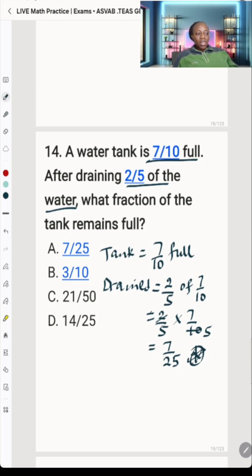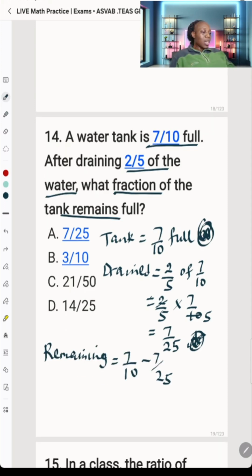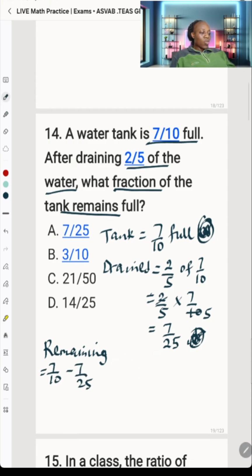Since this is drained, and this is the full, what we started from before we drained it, the remaining is going to be 7 over 10 minus 7 over 25, right? Use 50 now as the LCM. How many 10 in 50? 5. 5 times 7, that would be 35. How many 25 in 50? That would be 2. 2 times 7, that would be 14. Let's subtract. 35 minus 14 would be 21. So this is going to be 21 divided by 50.